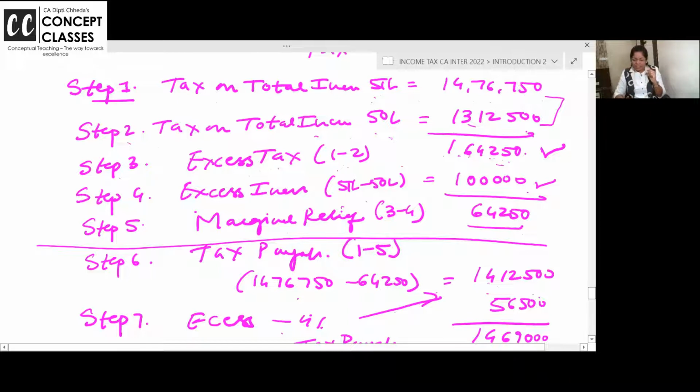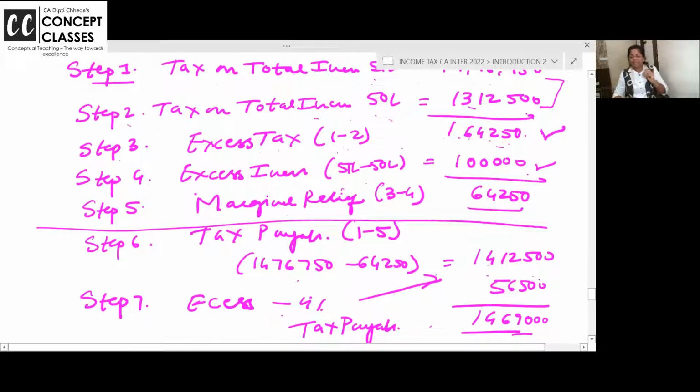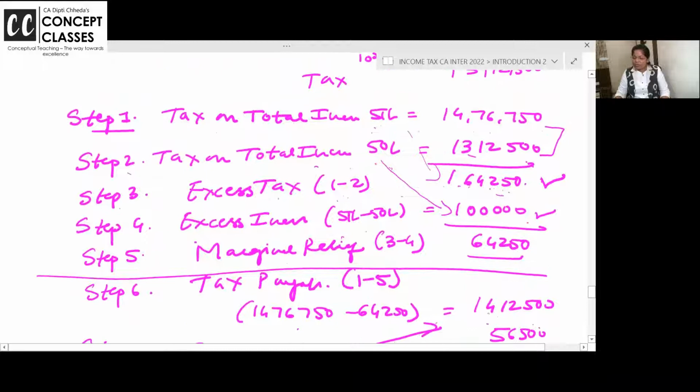What is the marginal relief? 3 minus 4. This will not be understood, dear students, by just listening. Pause the video, calculate and do it. You will surely understand. On 51 lakhs the tax is 164,250. On 50 lakhs, the tax is coming to 13 lakh 12. So I want a relief of 1 lakh.